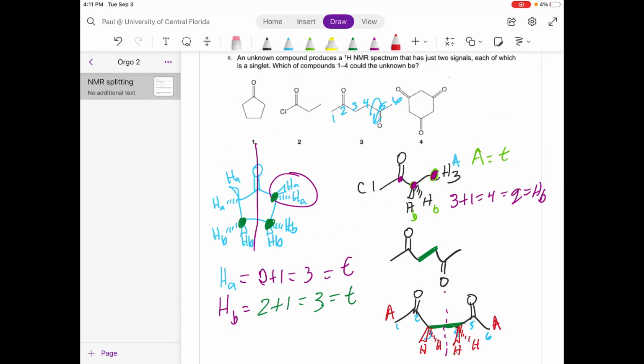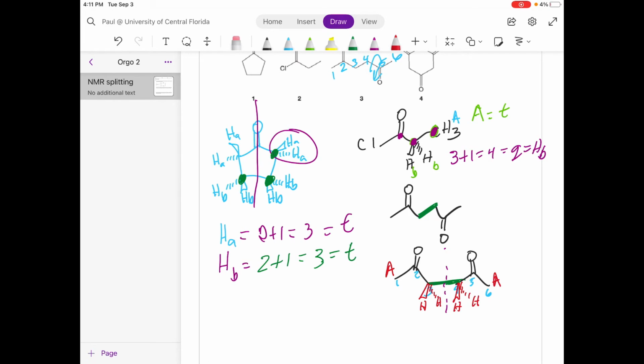What's the relationship between the two wedged hydrogens? Those are going to be homotopic to one another. And then what's the relationship between the two dashed hydrogens? Those are going to be equivalent to one another. But then what's the relationship between those two? Those two are going to also be homotopic to one another. So what we have is only two signals. We have signal A and we have signal B.